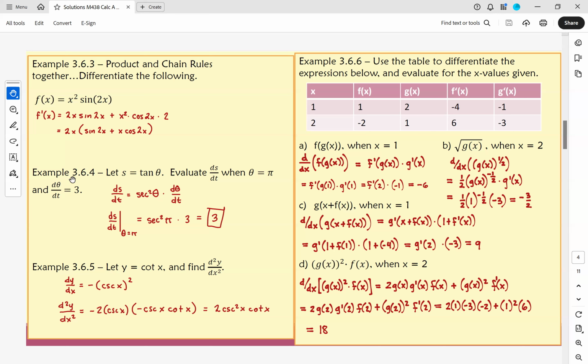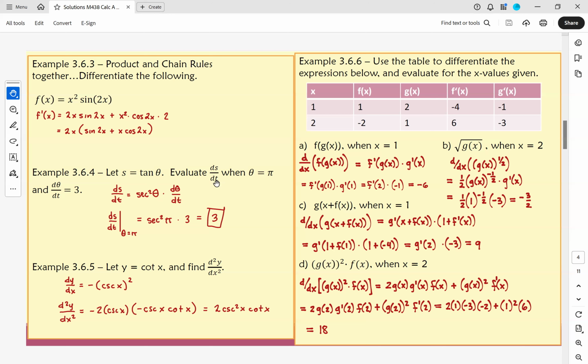Example 364 features more chain rule, but also some foreshadowing to what will be our next topic, something called implicit differentiation. We see a variable s, a function s, described as the tangent of theta. And okay, so on its own, this does not seem like something that would require chain rule, but we want to find the derivative of s not with respect to the theta that we're seeing, but with respect to t.